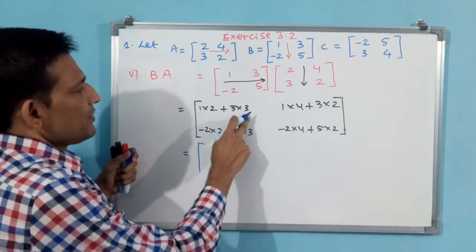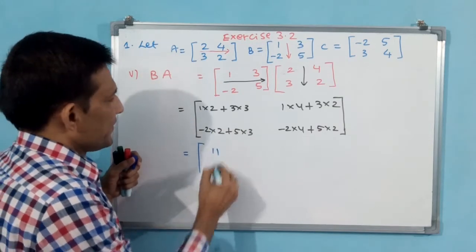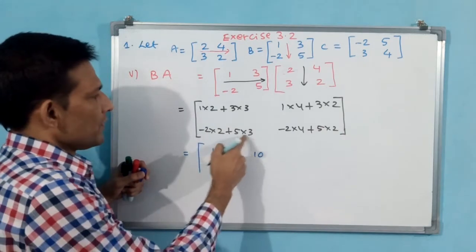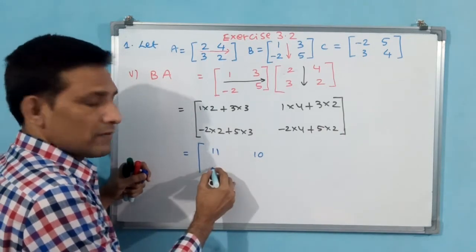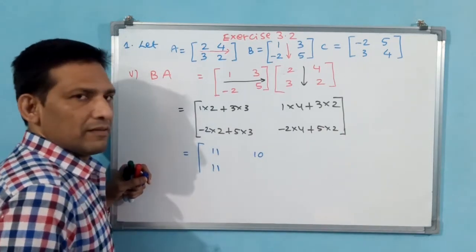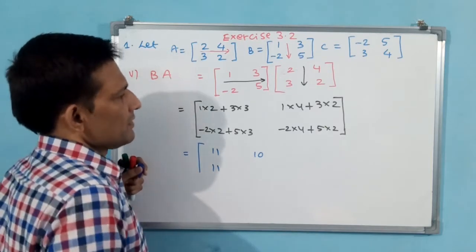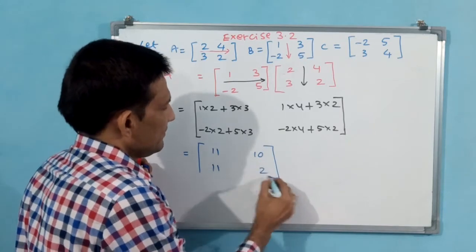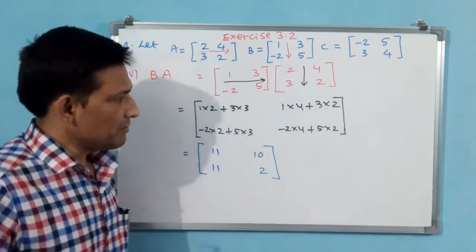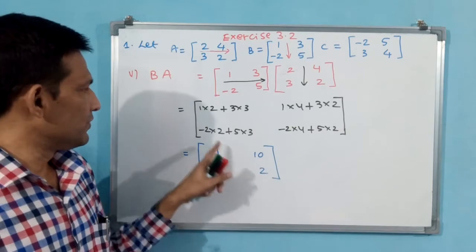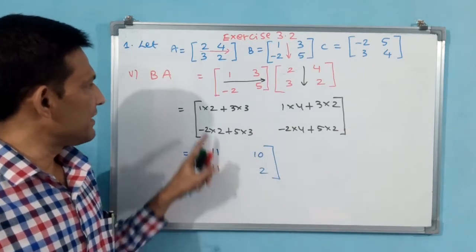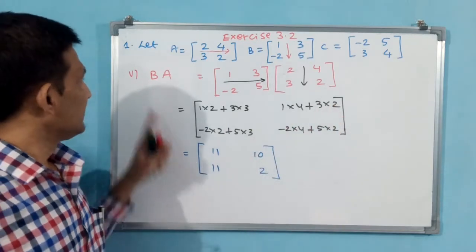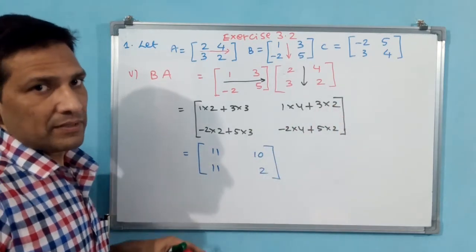Okay, you see 3 into 3, 9 plus 2, 11. 3 into 2, 6 plus 4, 10. 15 minus 4, 11. 15 minus 4 is 11 only. Okay? 10 minus 8, 2. Is it okay? Why? Because see, minus 8 plus 10, 2. Minus 4 plus 15, 11. 2 plus 9, 11. 4 plus 6, 10. This will be your fifth part.